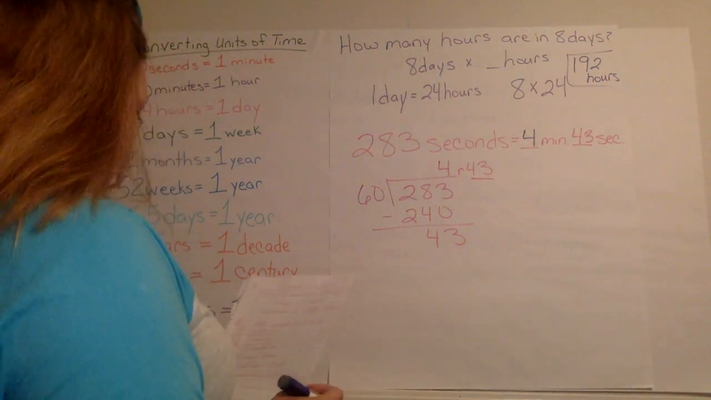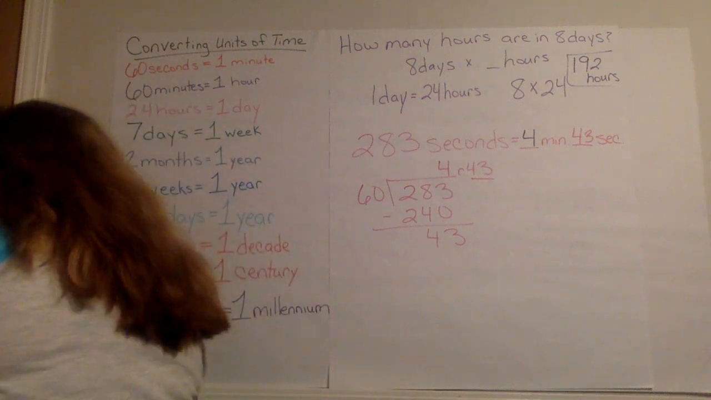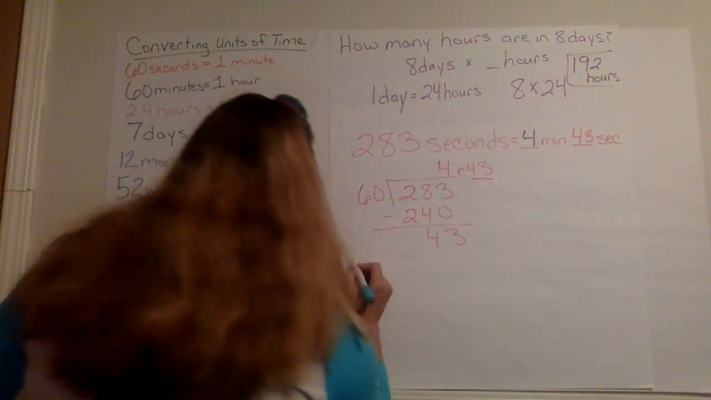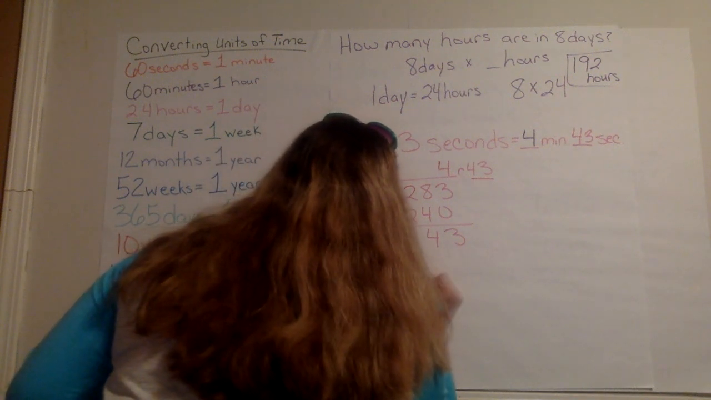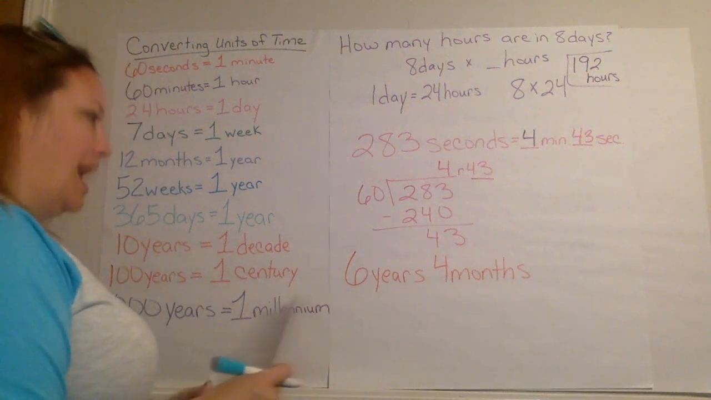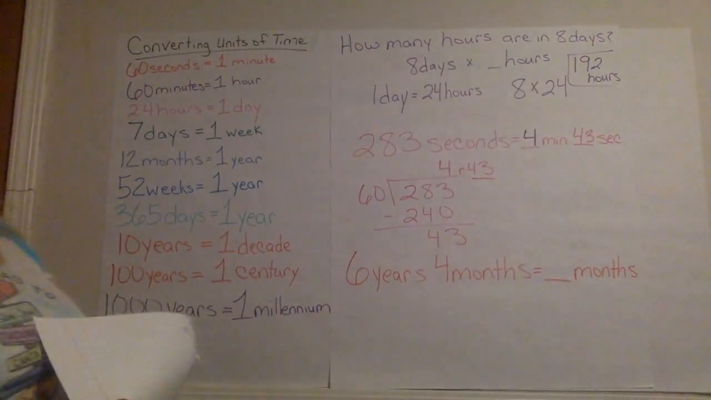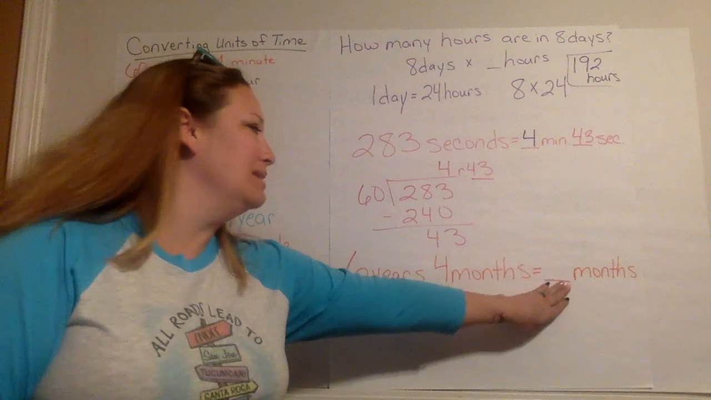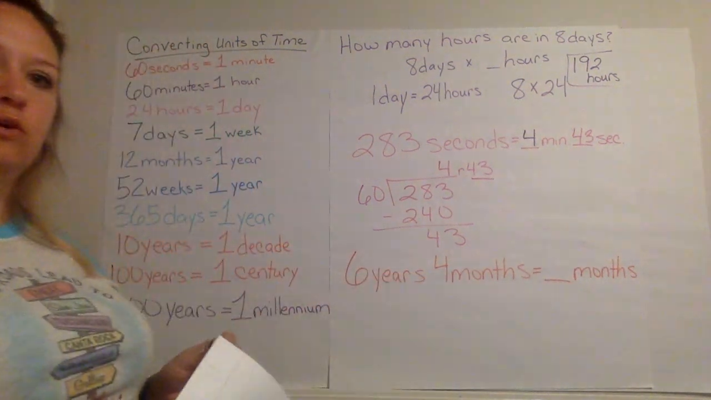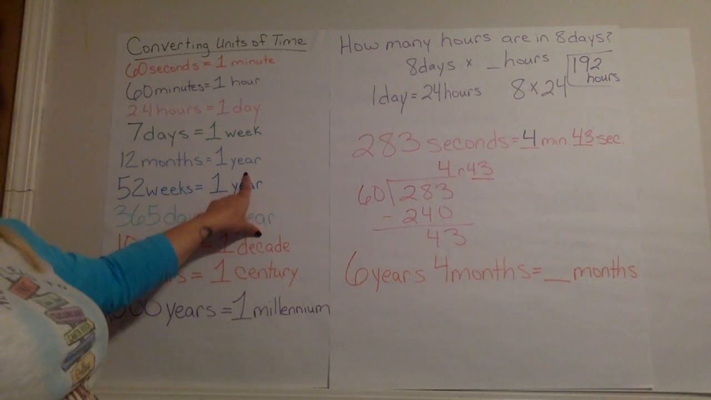Let's look at, let's say we have 6 years and 4 months. I want to know how many months that is. Okay? So, 6 years, 4 months, and I want to know how many months are in 6 years and 4 months. Well, the first thing you need to know is how many months are in a year. So look over here. There are 12 months in a year.